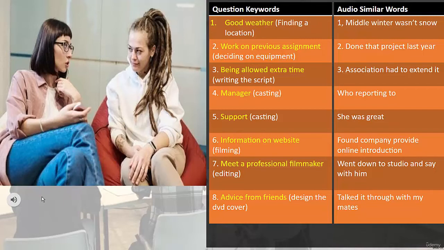Number 4 and 5 were related to when they had a discussion about casting. The word manager, the paraphrase is who reporting to. And for support, he said she was great.